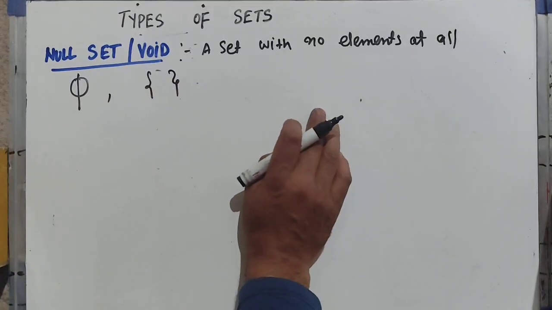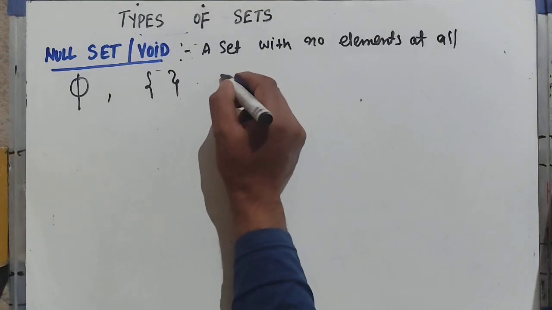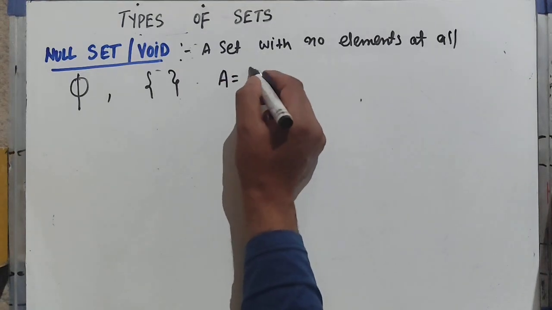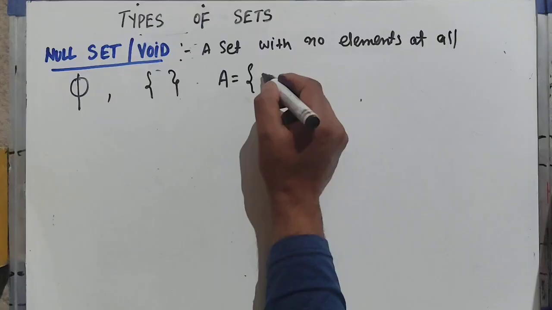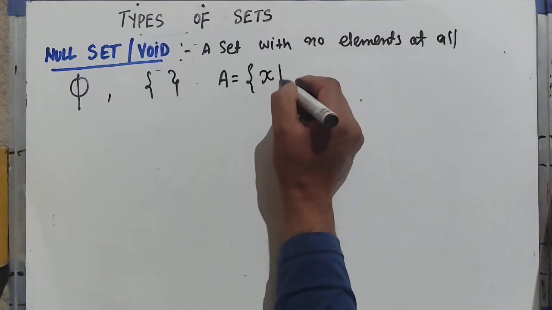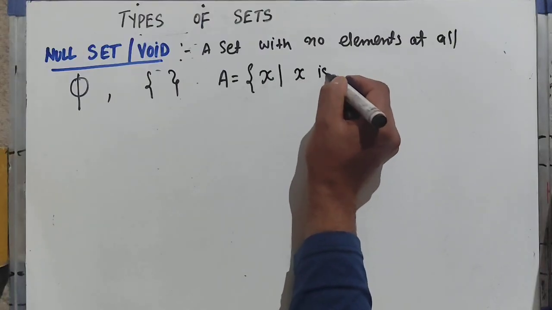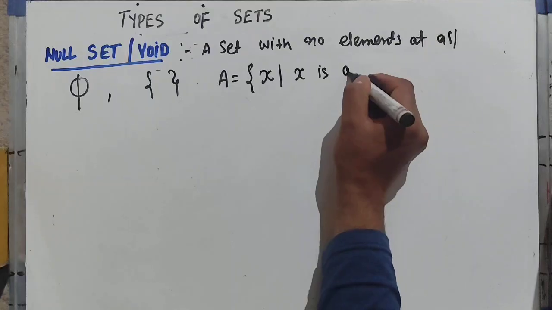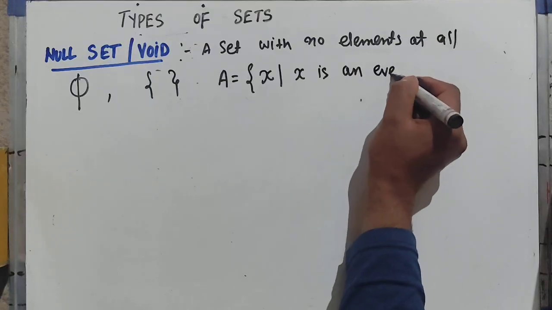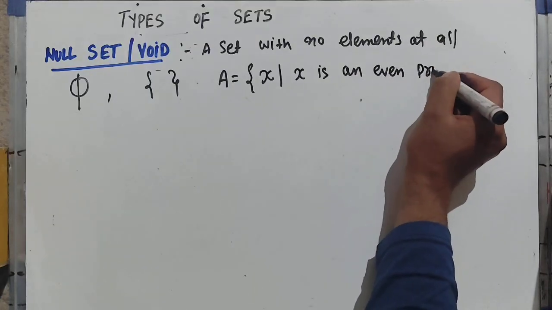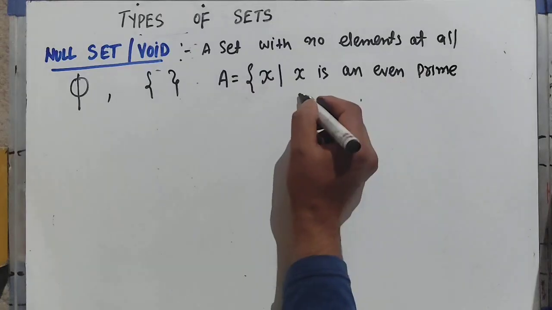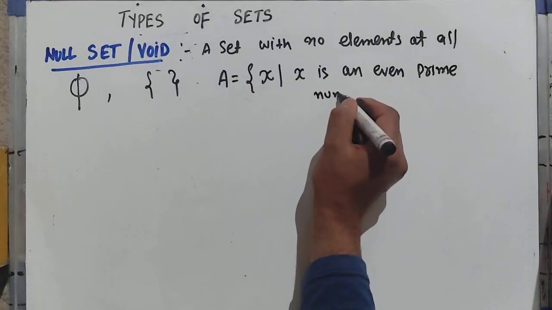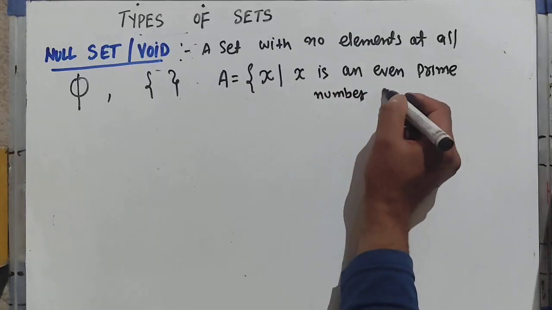Okay, so let us give an example. If I say A is a set which contains all x's such that x is an even prime number greater than 2.